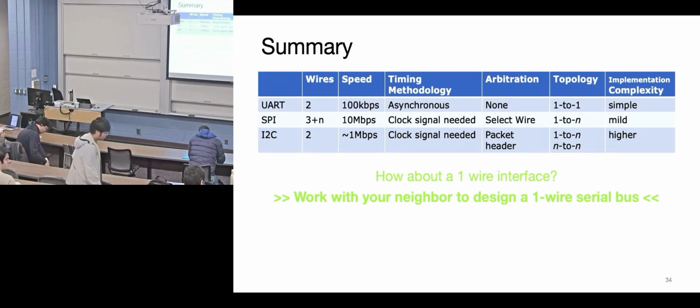My question to you is, how would you make a one-wire interface? If you only wanted to have one wire plus ground, how would you design a one-wire interface? Think about data first, then think about power. You guys are welcome to work together, of course.